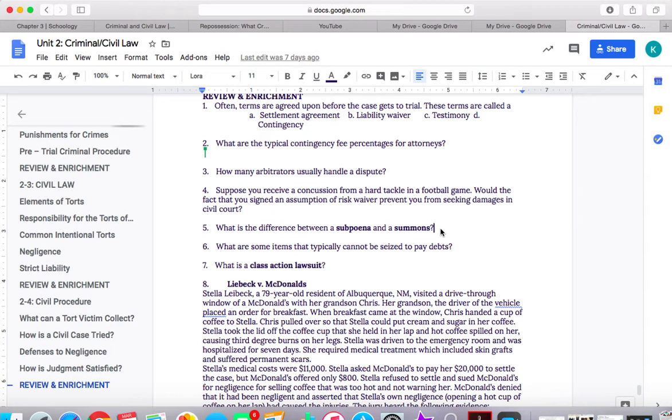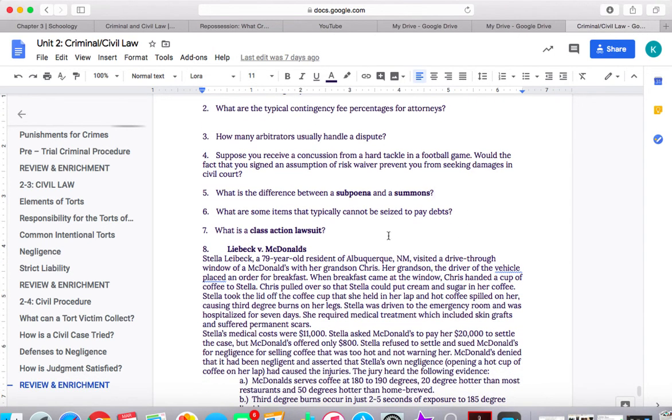Number six, what are some items that typically cannot be seized to pay debts? Well, this is kind of a tricky question because it really depends on what the circumstances are. You know, more or less, you could have almost everything taken away from you under the right circumstances if you put it up for collateral. But let's say you declare bankruptcy. So typically, they're going to need you to liquidate the assets that you can, but they're not going to take the car that you use for work or your home in most cases. But you can still lose those things. So I don't want to get too deep into the weeds on that one.